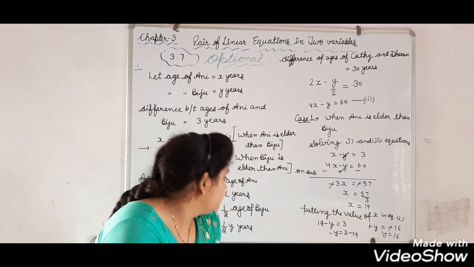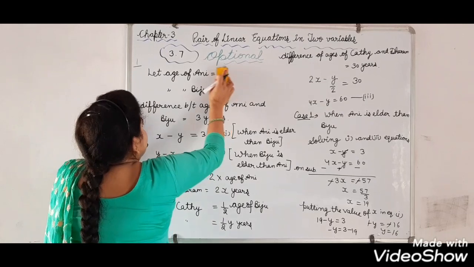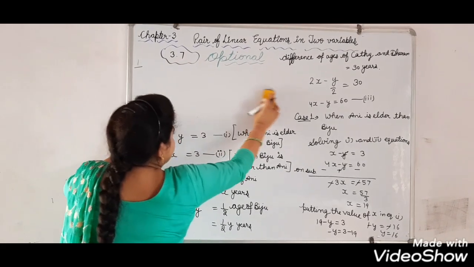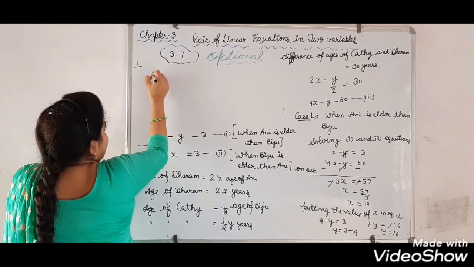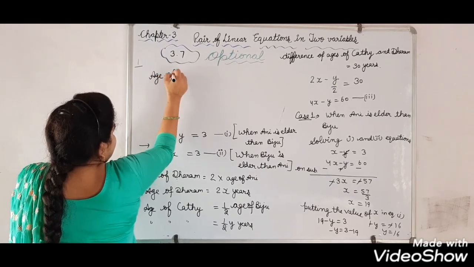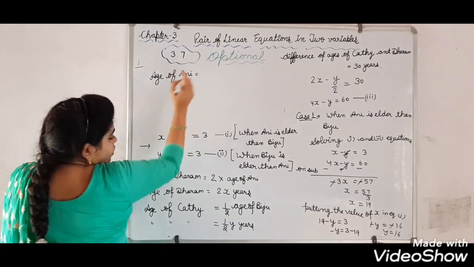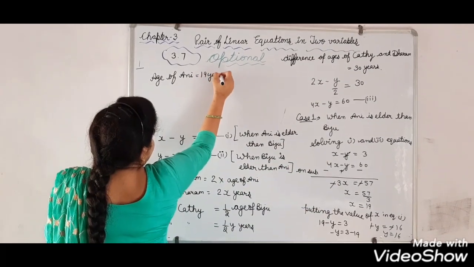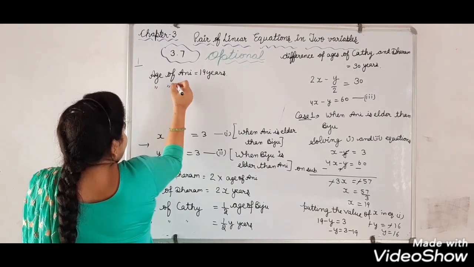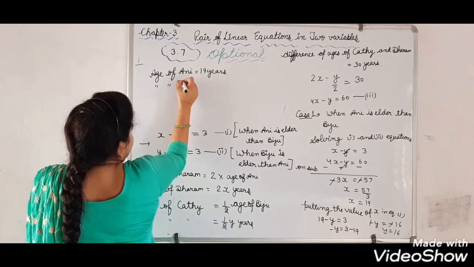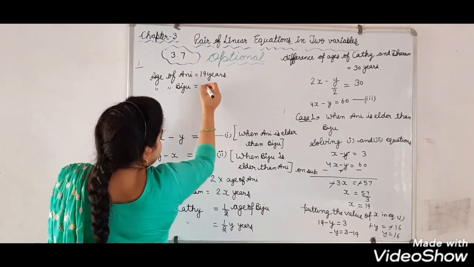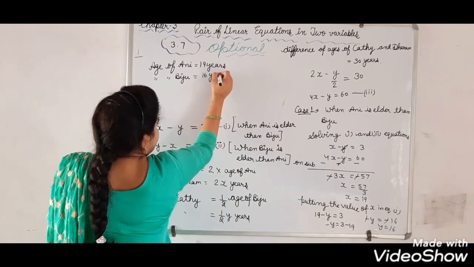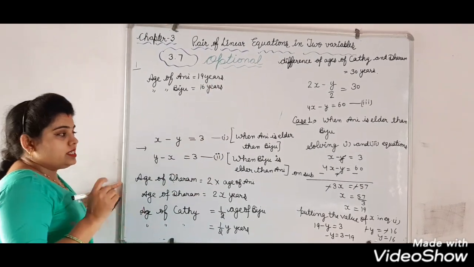So, in first case, age of Ani is equal to x, x means 19 years, and age of Biju is equal to 16 years. This is our first case.